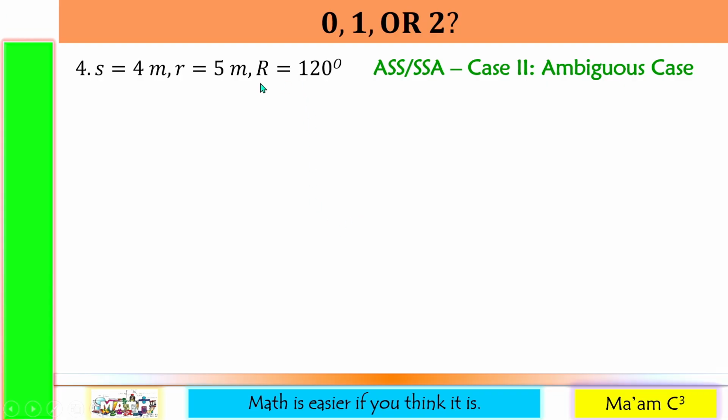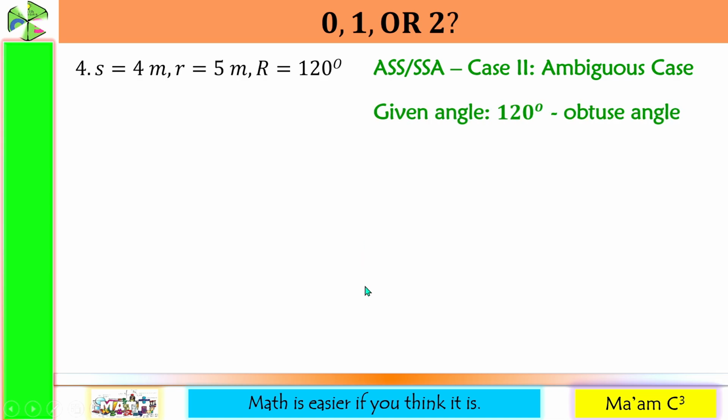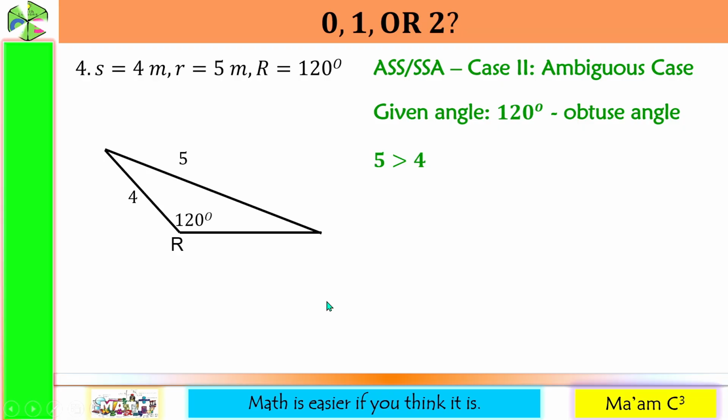Let's take a look at the angle. This time, the angle is 120 degrees, so it is an obtuse angle. If that is the case, no need to solve for the height. We just have to compare the given sides. Angle R, so the opposite side is side r, and 5 is greater than 4. So if I'm going to construct my triangle, it would look like this. Here is 120 degrees, and the opposite side is 5, which is greater than the other side given. We were able to form one triangle.